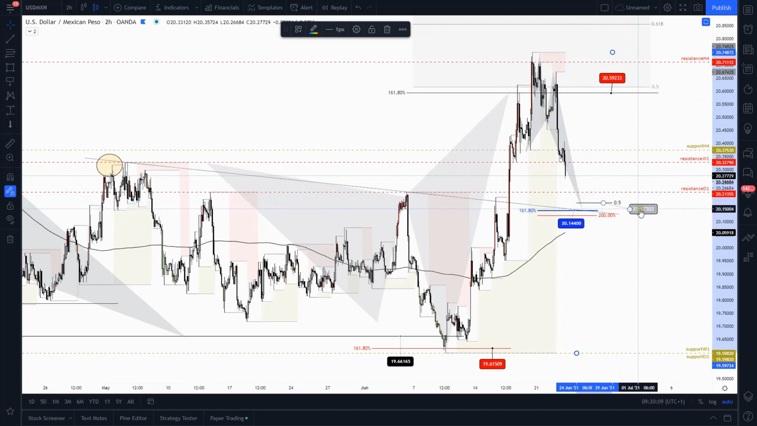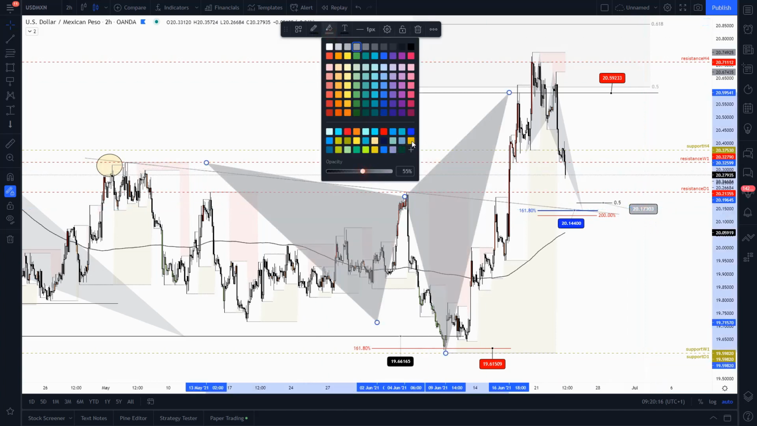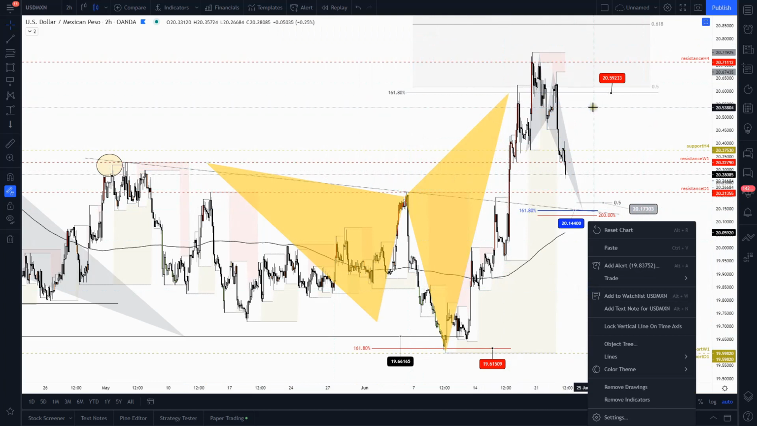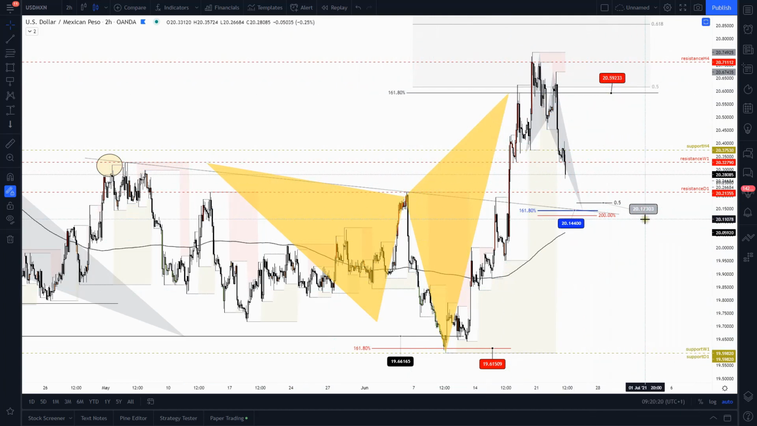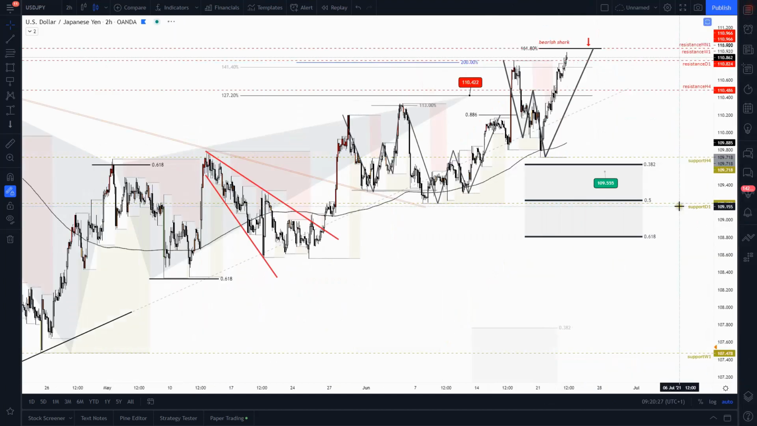So 2017 is the default target for this bearish shark pattern printed above. Okay, 2059, 2017. So moving forward, dollar versus the Japanese yen.